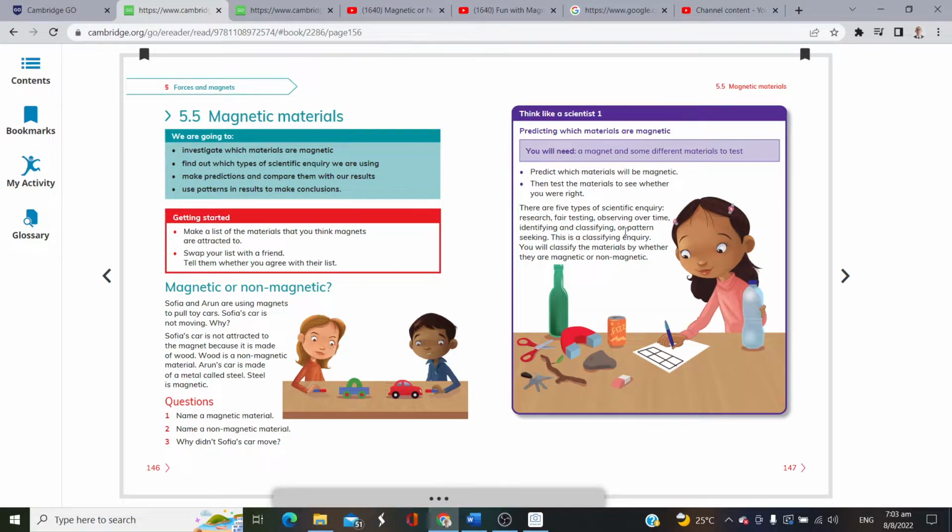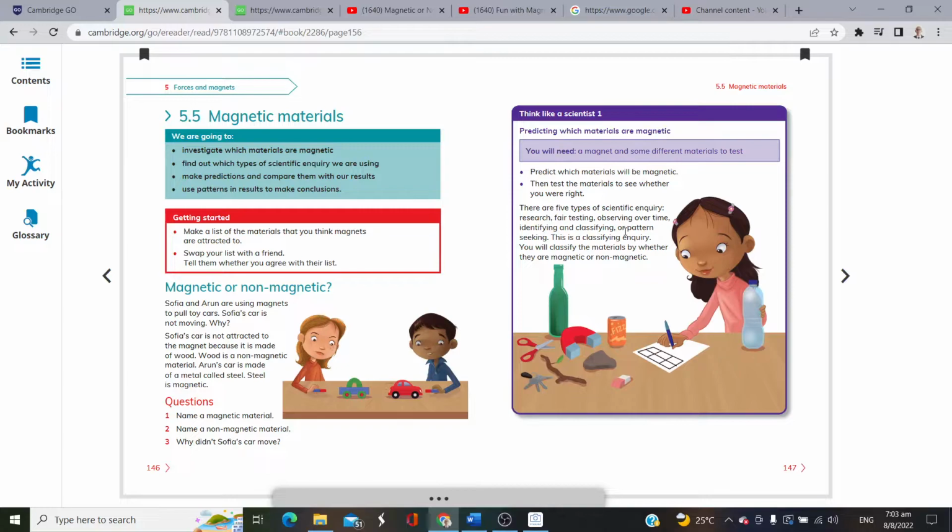What you need to do is predict which materials will be magnetic, then test the materials to see whether you were right. You cannot do it now because you don't have the magnet. I will bring the magnet later, in our next class. So just write this first. Draw a table. How do you draw a table?